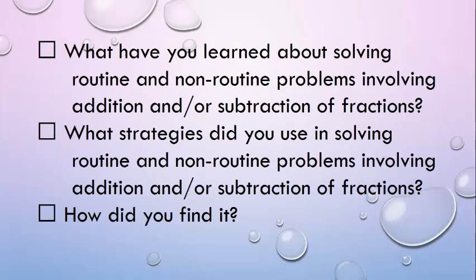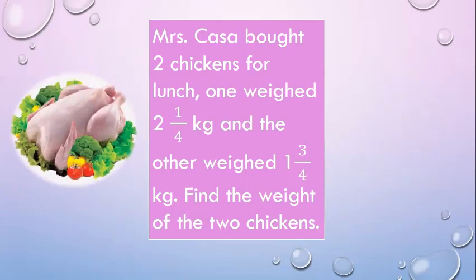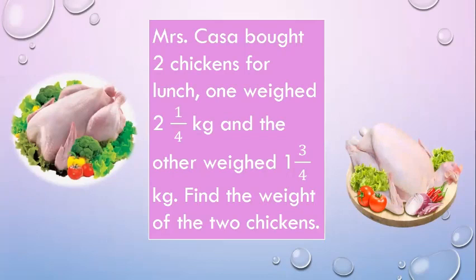So I think you're ready with your activity time. So please do prepare your activity notebook and your pen. Okay. Take note of our 10-second rule. Okay, let's read together. Mrs. Casa bought two chickens for lunch. One weighed 2 and 1/4 kilogram and the other weighed 1 and 3/4 kilogram. Find the weight of the two chickens.